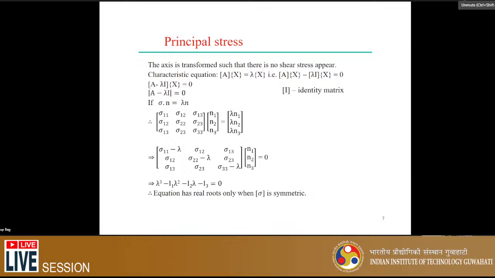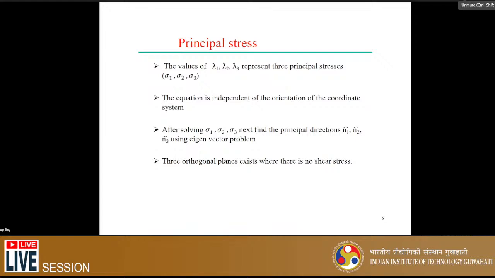So here I1, I2 and I3 are normally called the stress invariants. Now the roots of this equation, for example the values of lambda 1, lambda 2, lambda 3, actually represent the principal stress values in the case of a three-dimensional state of stress. Now this equation is independent of the orientation of the coordinates. Definitely, it's independent of what kind of orientation you follow. It's independent of the orientation of the coordinate system.